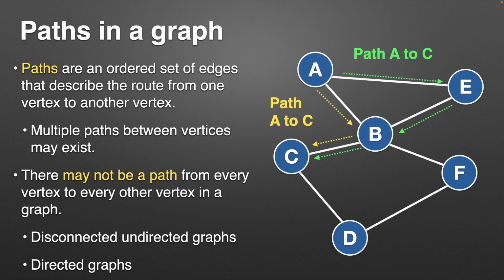And so then we moved on from there to talk about actually moving through the graph, right? And so we had the idea of paths, and paths being exactly what we would think they would be, just the order that you go to get from one vertex to another, with the idea that there may or may not be a path between every vertex.